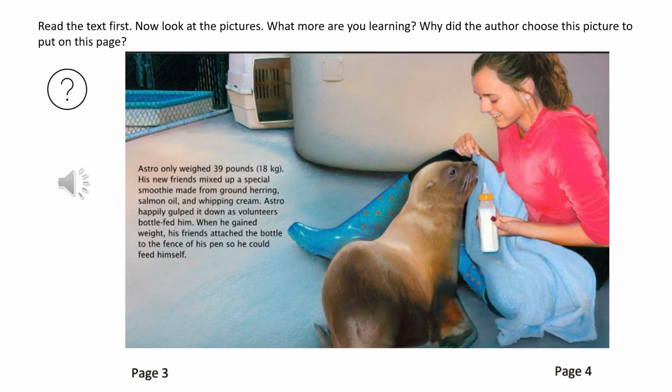So we just read the text, now look at the pictures. What more are you learning? Why did the author choose this picture to put on this page? Think about it. Tell me.